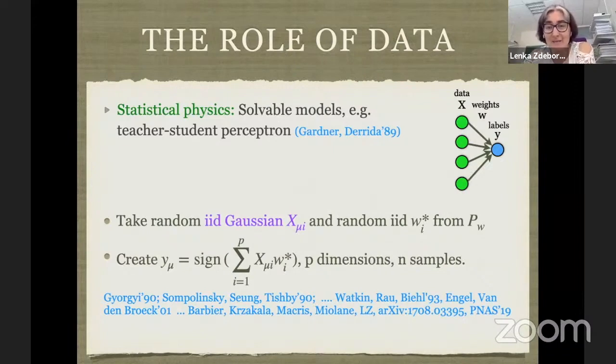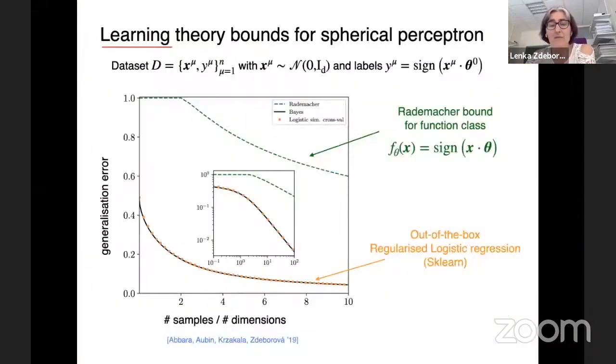Now, clearly, the fact that here the input data are just random noise makes it far from the realistic case. So even for such a simple case, this slide is just to give you an idea of how far away the classical theory of learning is from predicting what's actually happening in a typical case.